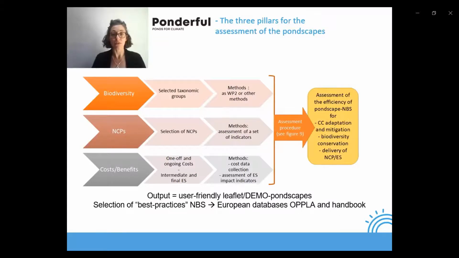The output will be a user-friendly leaflet, which will present the NBS assessment and the related collected information. The NBS that will be selected as a best practice will be uploaded on the European database OPLA, at least, and this selection will also be promoted in our final handbook.